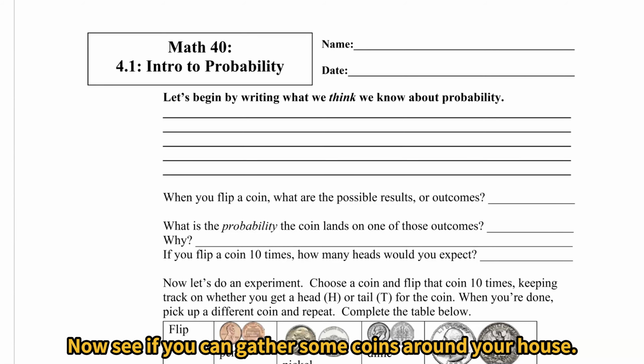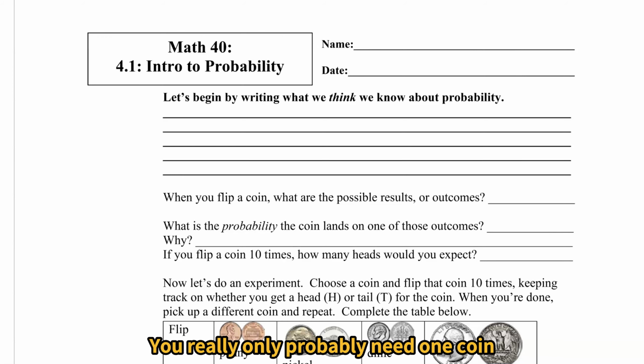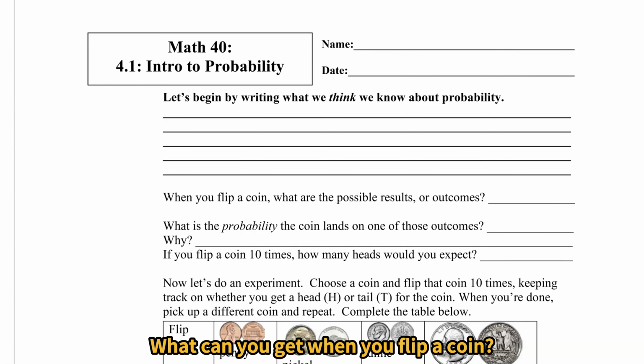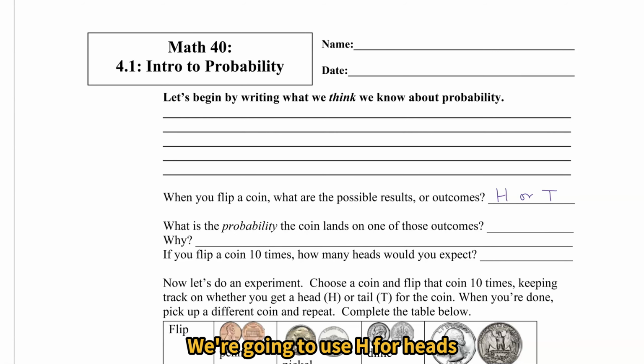Now see if you can gather some coins around your house. You really only probably need one coin to do this next experiment, but if you have one of each, you can use them. When you flip a coin, what are the possible results you could get? What can you get when you flip a coin? You can get heads or tails. We're going to use H for heads and T for tails as an abbreviation.